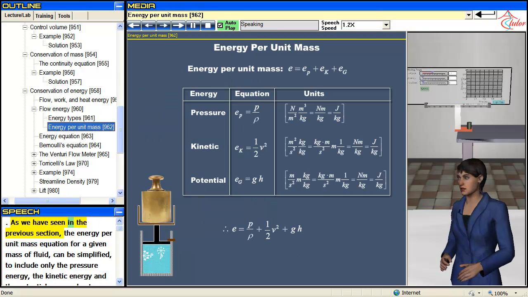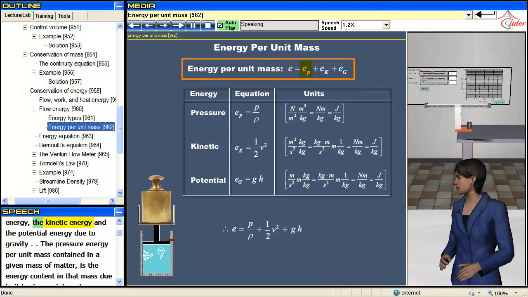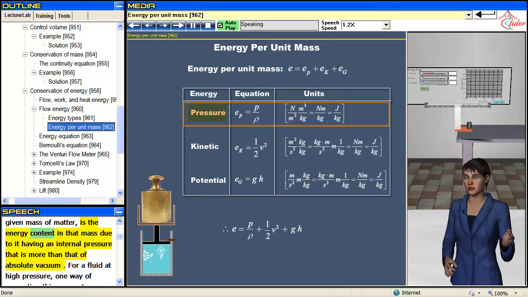As we have seen in the previous section, the energy per unit mass equation for a given mass of fluid can be simplified to include only the pressure energy, the kinetic energy, and the potential energy due to gravity. The pressure energy per unit mass contained in a given mass of matter is the energy content in that mass due to it having an internal pressure that is more than that of absolute vacuum.